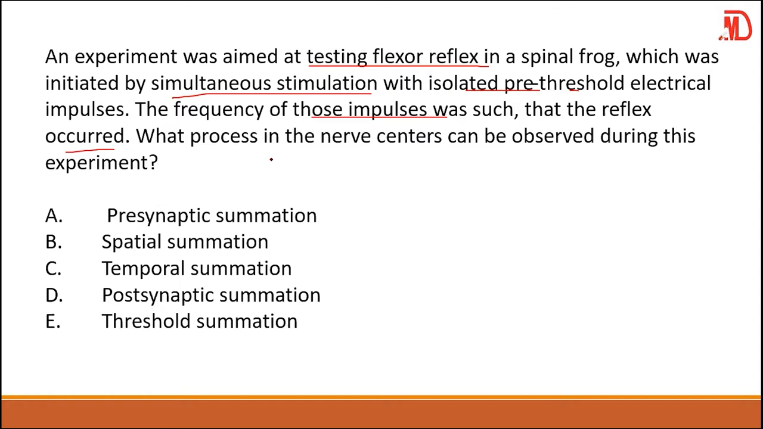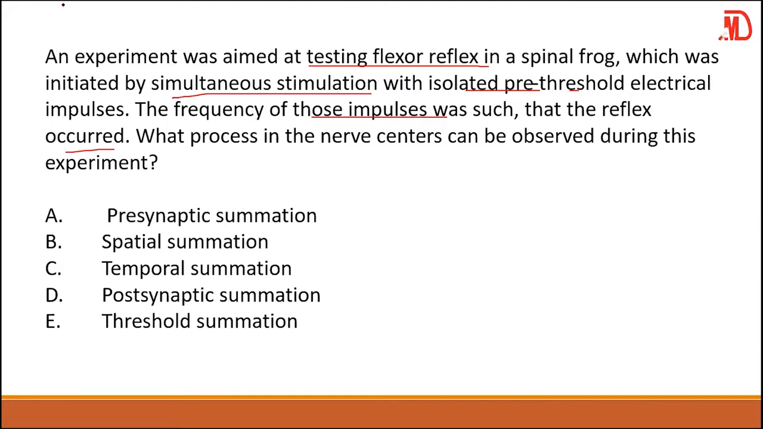a flexing action, okay? Whilst doing that, they initiate a stimulation, or a stimulus. They did two things: first, they initiated a stimulus, and also an isolated pre-threshold electrical impulse. These are the things they did to one particular frog to check for the flexing of that frog. They are saying that the frequency of those two impulses was such that the reflex occurred. What it means is that the flexor reflex happened when they stimulated this frog simultaneously.